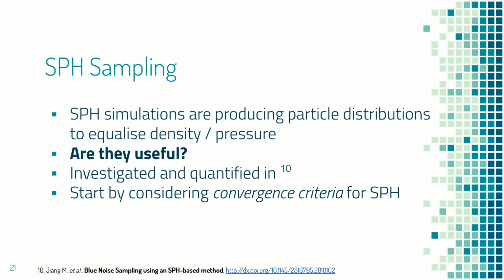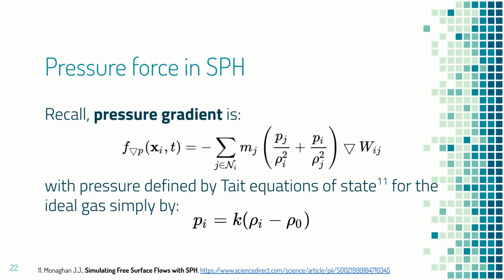So these SPH simulations are producing particles that equalize density and pressure. But the question, of course, is this actually useful? So in the work that we did, we considered how we would interpret the convergence criteria of SPH in a sampling context, and so I'll derive that bit here. So the pressure gradient, which I've defined earlier, is this, and if we just use the pressure defined by the Tait equation of state for ideal gas, it's just those, but as I said, there are other equations as well.